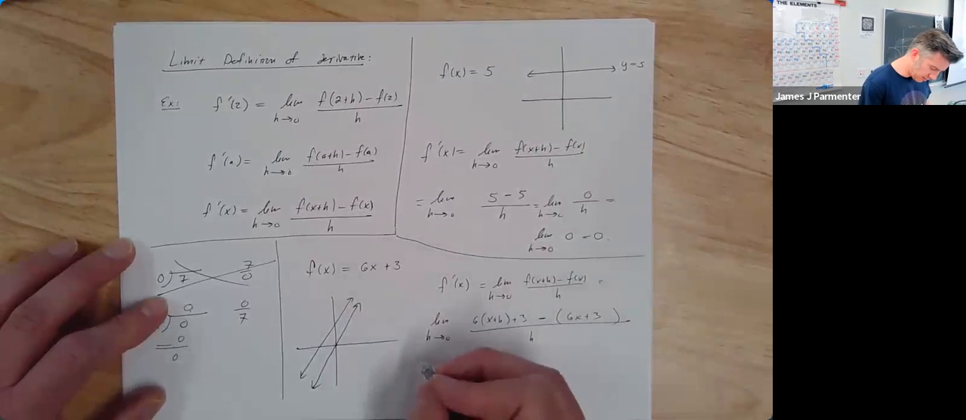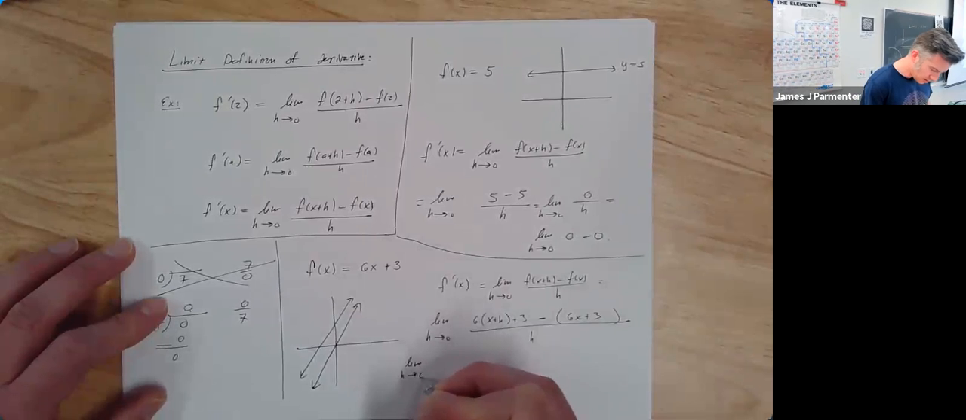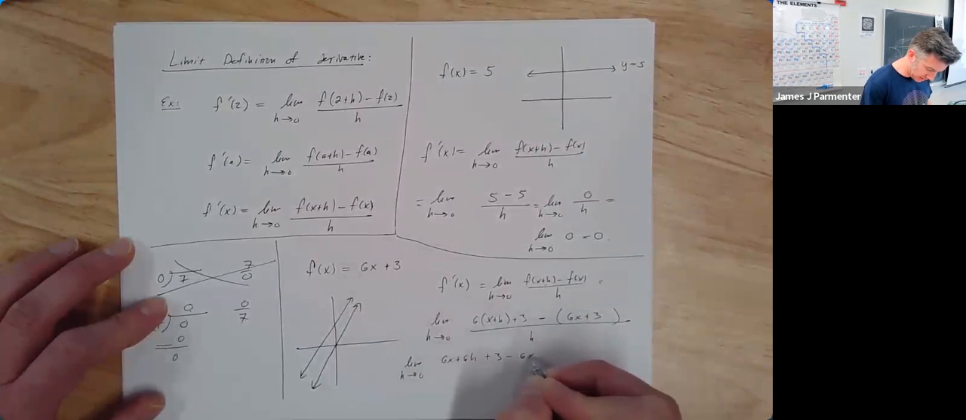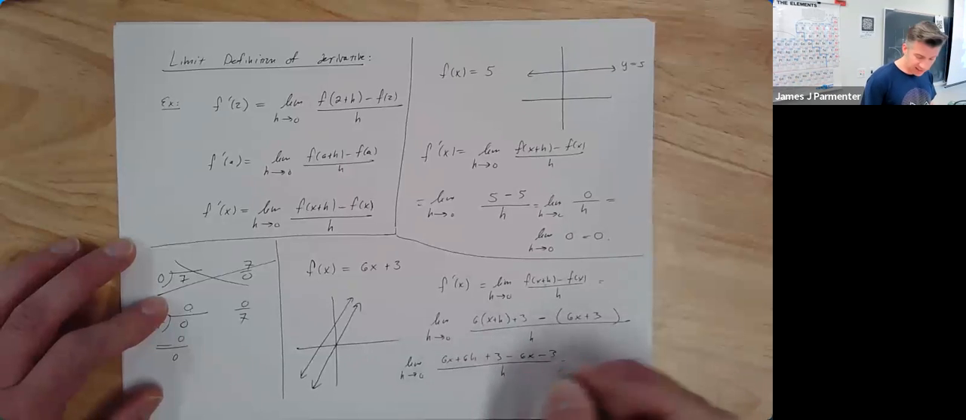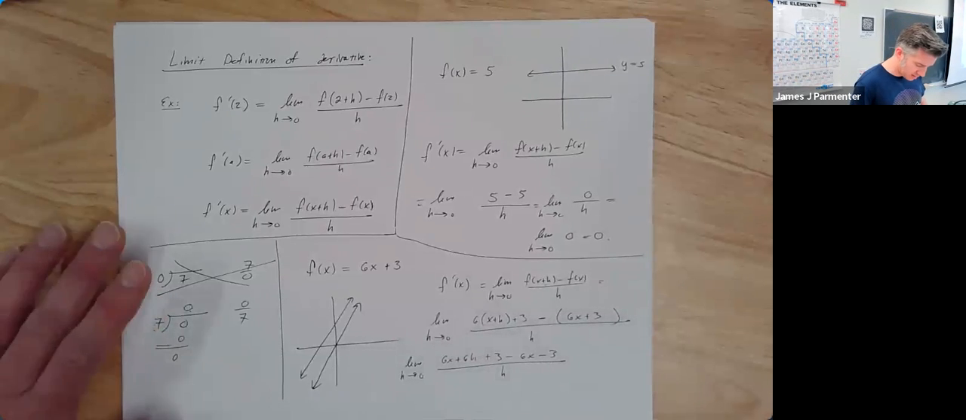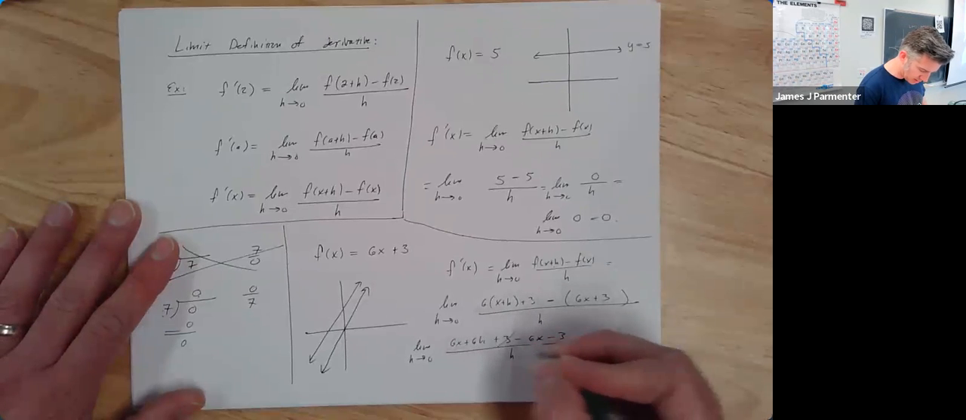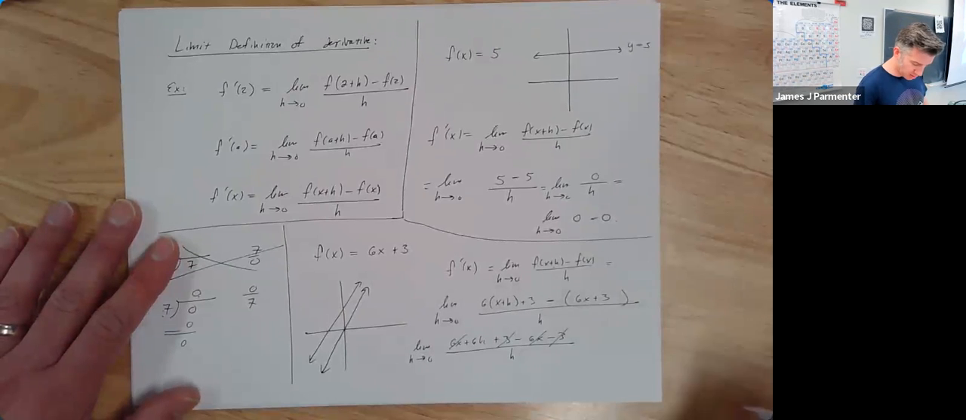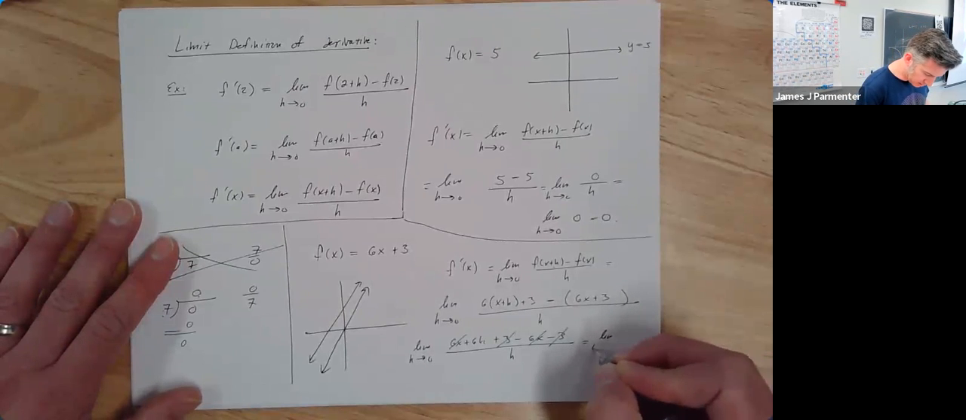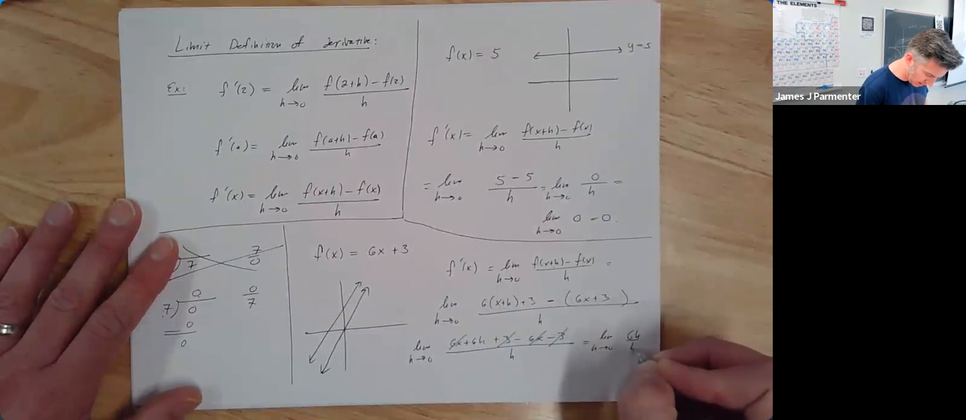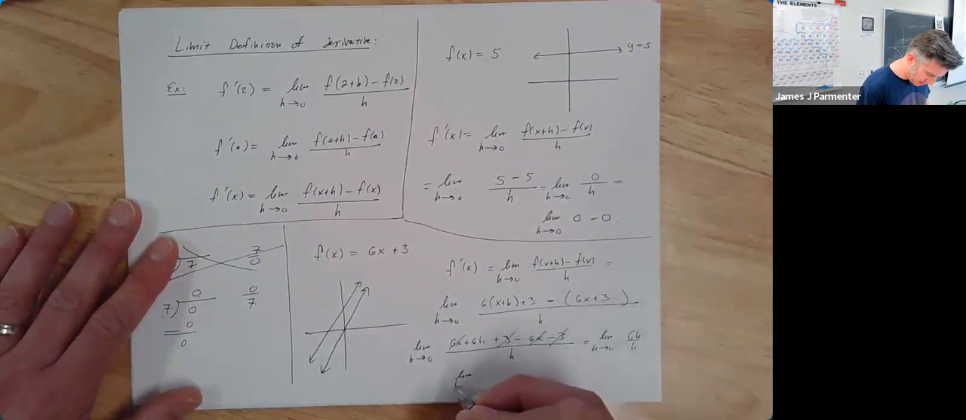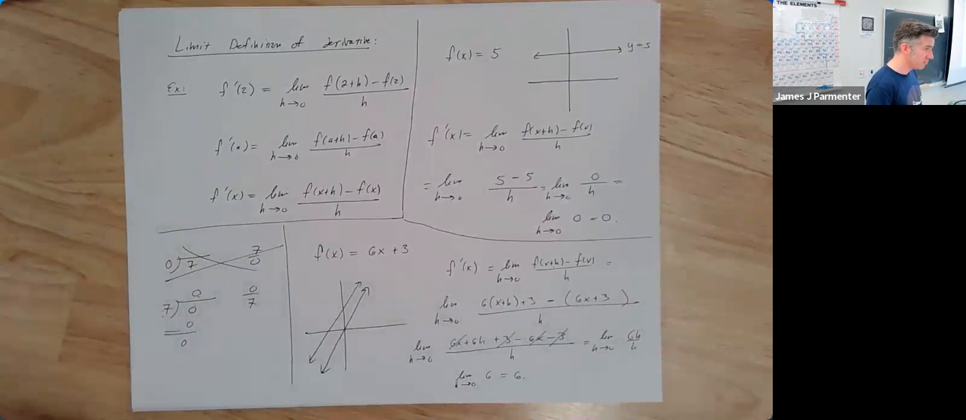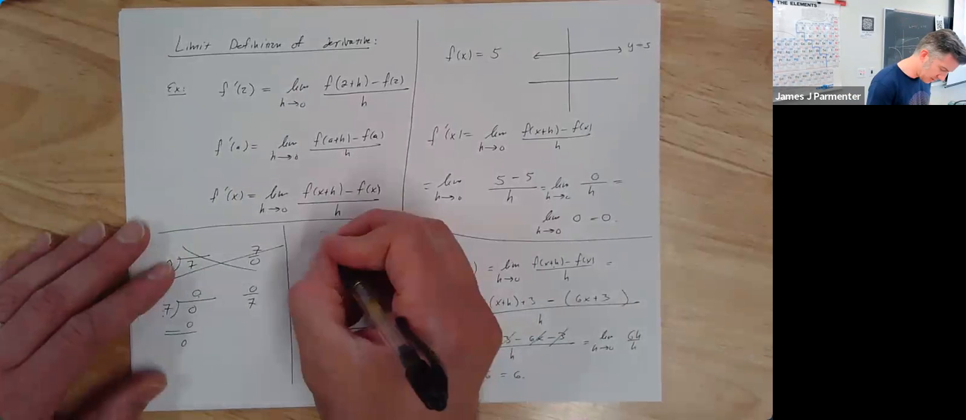And then we do the same sort of thing. We simplify. We get 6x plus 6h plus 3 minus 6x minus 3. And just like every other time we've been doing these sort of things, the things that don't have h's cancel out. So you're left with a 6h over h. And the limit as h goes to 0 of 6h over h. Well, the h's cancel. And the limit as h goes to 0 of 6 is just 6, as we expected. So the derivative here definitely is 6.